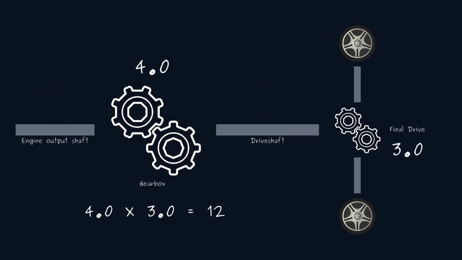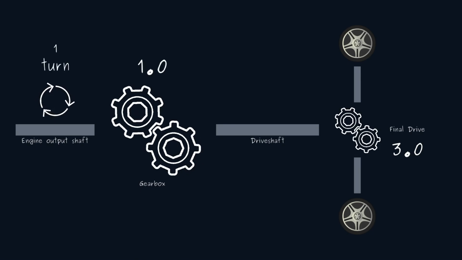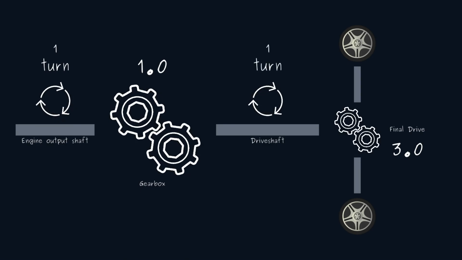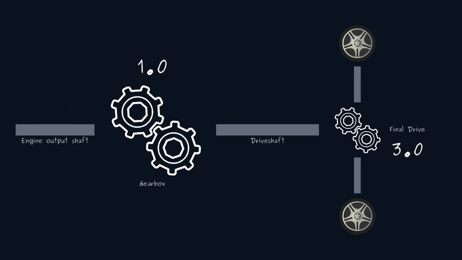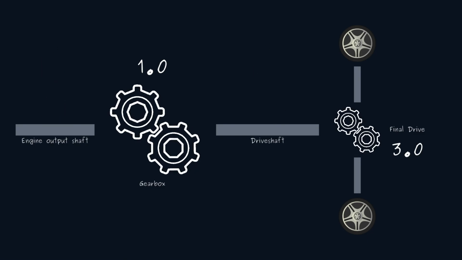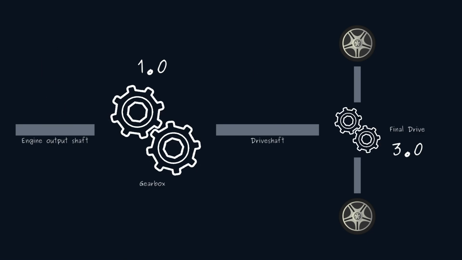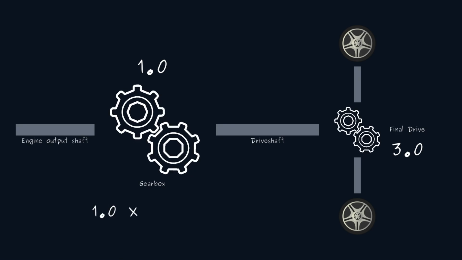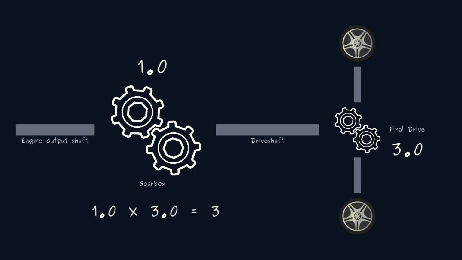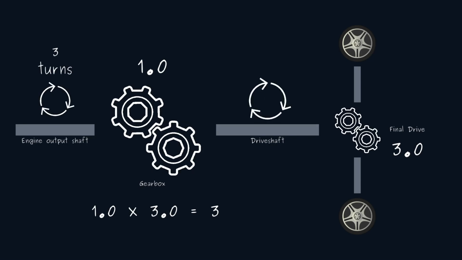If we were to change to a gear with a lower ratio, say 1, we can see that this changes things so that now we will only need 1 turn of the engine for 1 turn of the drive shaft. Our final drive hasn't changed, so we still need 3 turns of the drive shaft to turn the wheels once, so multiplying the ratios again, 1 by 3, shows that it now only takes 3 turns of the engine output shaft to turn the wheels once.